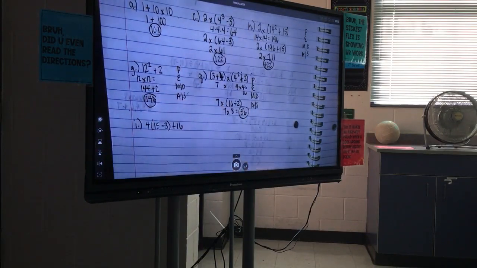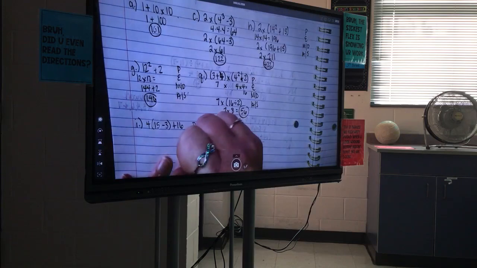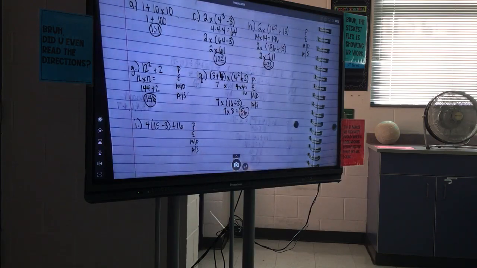All right, so I is 4 times 15 minus 3 plus 16. So with this one, you have to be careful, but you also have to understand certain things to tell you multiplication. What's the problem?